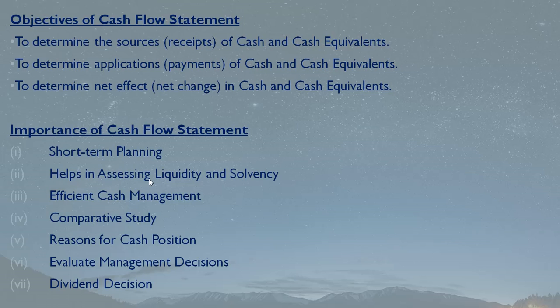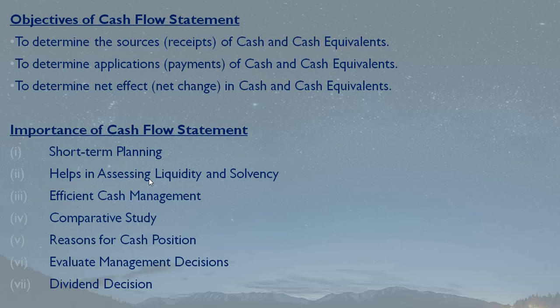Now, the next is reasons for cash position. What does it mean? Cash flow statement shows the reasons for lower and higher cash balances with the enterprises. How does it do? Sometimes an enterprise has lower cash balance in spite of higher profits or has higher cash balance in spite of lower profits. So through the preparation of cash flow statement, we can come to know what the cash position is and why. Because sometimes it has been observed that companies which have a lower amount of profit still possess a high volume of cash.